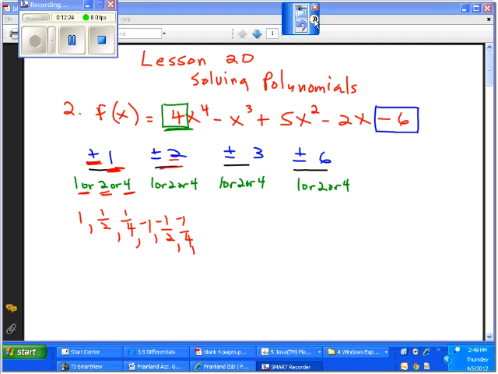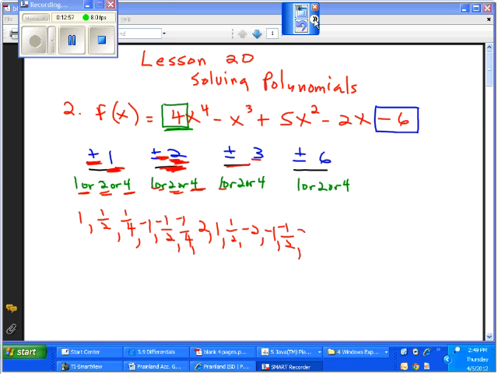And then we've got positive 2 over 1, positive 2. Positive 2 over 2. 2 over 2 is 1. Positive 2 over 4. 2 fourths is a half. And then the negatives. Negative 2 over 1, negative 2. Negative 2 over 2, negative 1. Negative 2 over 4, negative 1 half. Then we go to the next one.